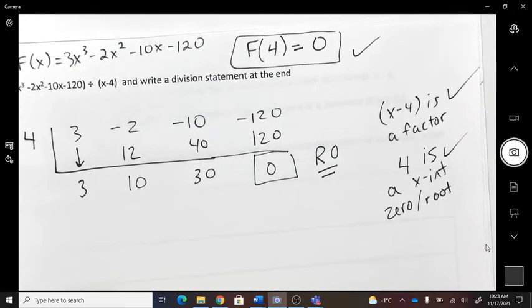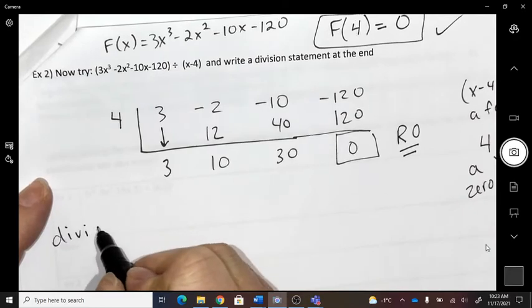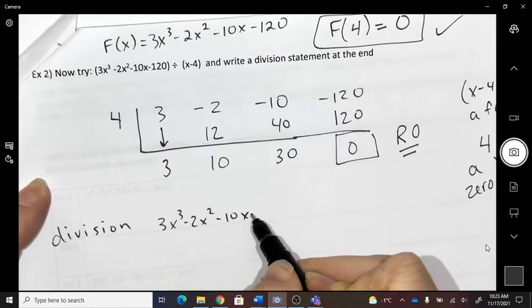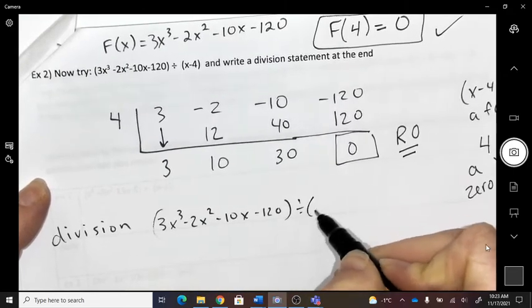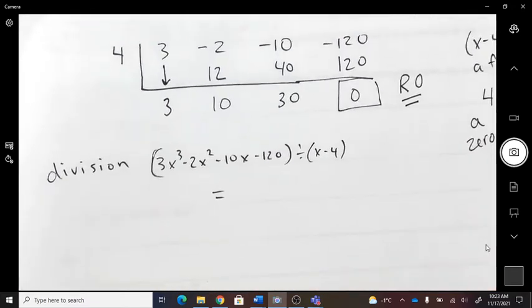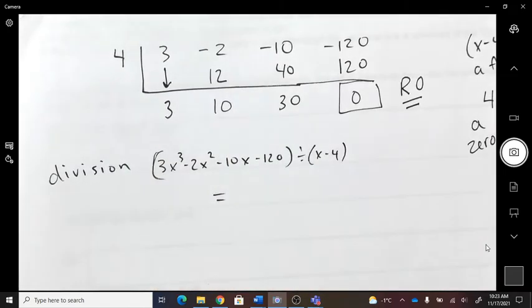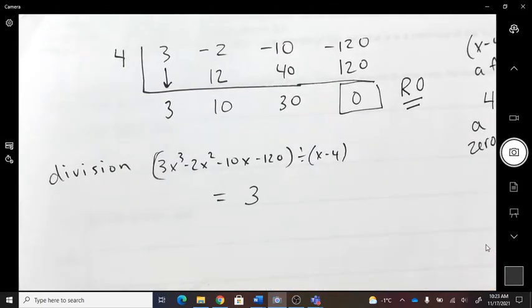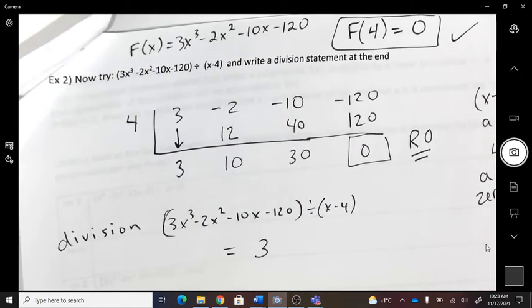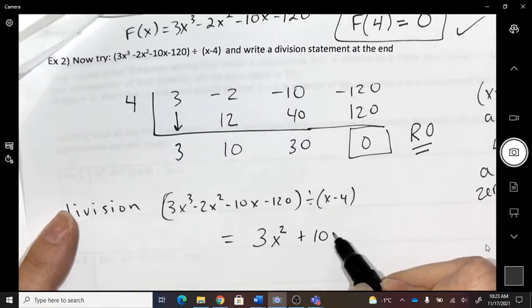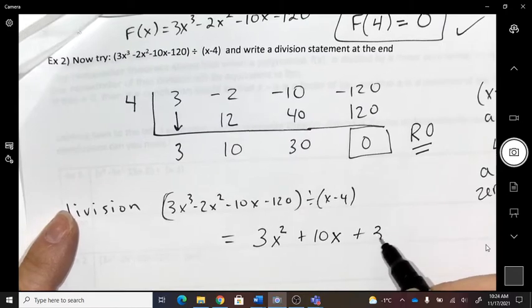Okay, write a division statement. So this divided by that equals, how do we write the 3, the 10, and the 30? How do we write it? 3 what? So we started cubic and we divided x, so our result is going to be a 3x squared plus 10x plus 30.